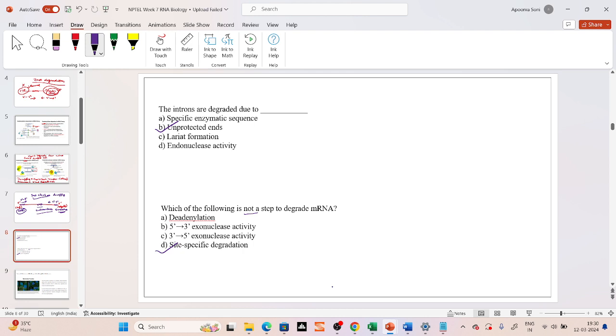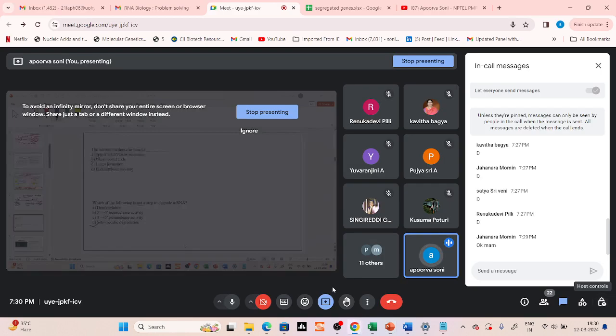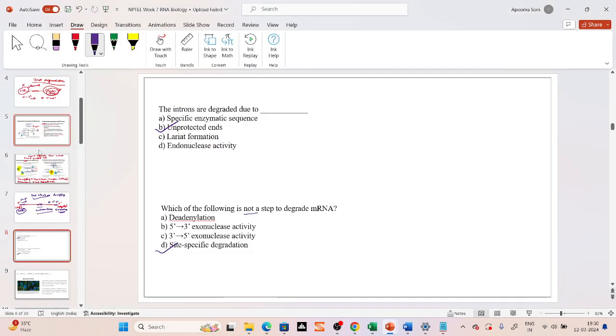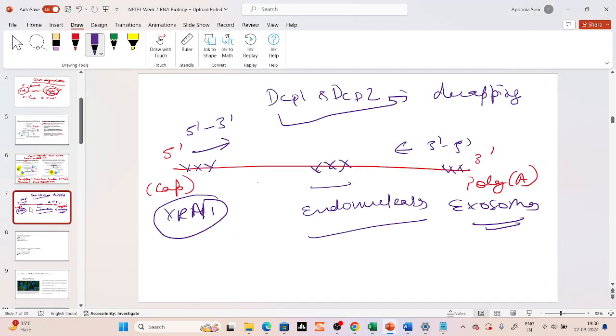So when decapping occurs, which enzyme cleaves the RNA at the 5 prime end? We have just discussed. Can anybody tell me? Okay, I'll open this slide. 5 prime end, which enzyme? XRN1. Yes, XRN1.